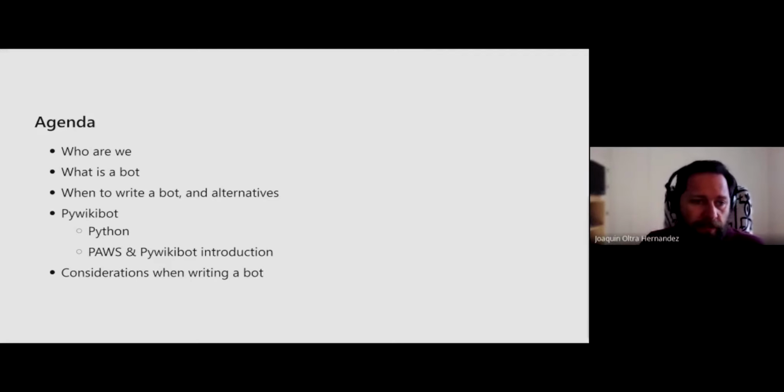Then there's a little bit of an introduction of what a bot is, in case, depending on the level that we have, we'll see if we go through this very fast or a bit slower, and open for questions. Then when to write a bot, and other alternatives for making automated tasks that aren't writing a bot. So before teaching you how to, I want to teach you when not to. And then there's a little bit of writing a bot with Pywikibot, a little bit of Python, and a little bit of using Pywikibot in an environment at the cloud services. And after we see how to write automated tasks, finally, we'll have considerations about when to write a bot.